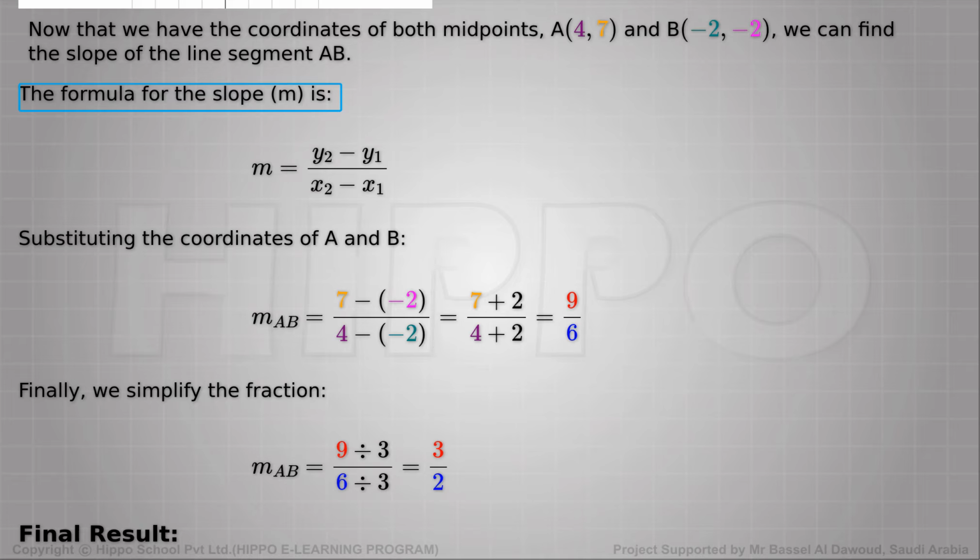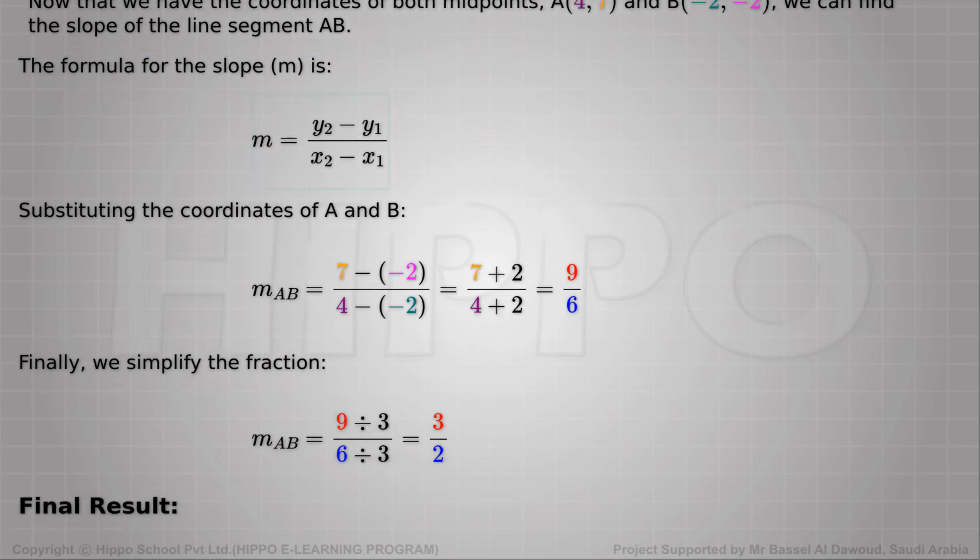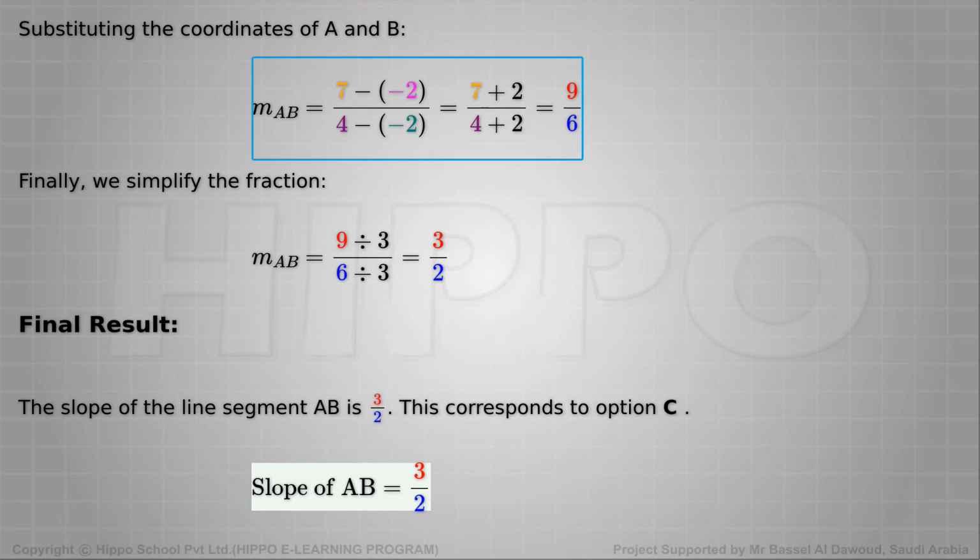Now, we substitute the coordinates of A and B. For the rise, in the numerator, we have 7 minus negative 2. Remember, subtracting a negative is the same as adding, so that's 7 plus 2, which equals 9. For the run, in the denominator, we have 4 minus negative 2. Again, this becomes 4 plus 2, which equals 6. This gives us the fraction 9 over 6.